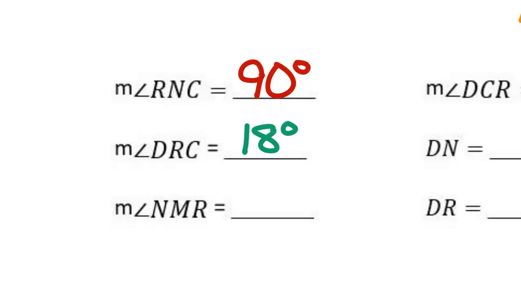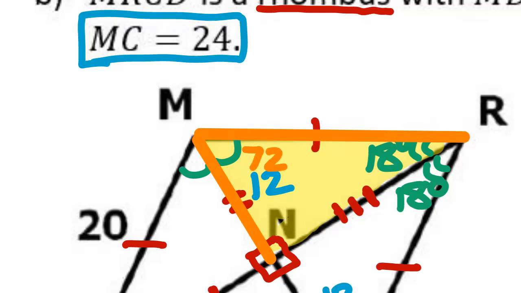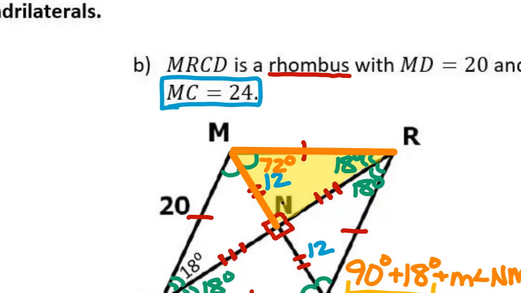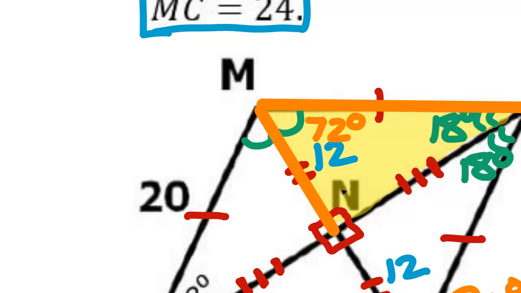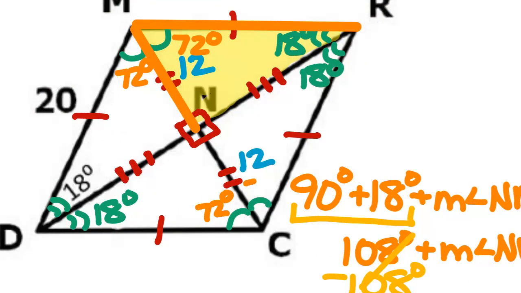All right, so I'm going to write that down on the line, but I'm also going to go add it to my picture. So this angle right up here is 72. Are there any other angles up there that are 72 degrees? Yep. DMN is 72 degrees. DCN is 72 degrees. And RCN is 72 degrees.